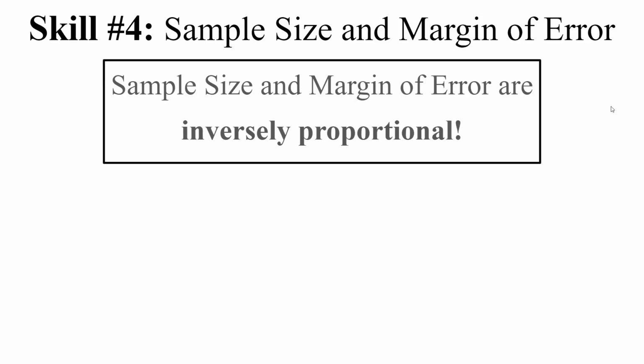So a bigger sample size means less error, and a smaller sample size means bigger error. Hopefully that makes intuitive sense, right? Think about it. If you did a study where you asked 50 people, and then you did a study where you asked 1 million people, which one's going to be more accurate? The one where you asked 1 million people, right? So the more accurate one has a lower error.